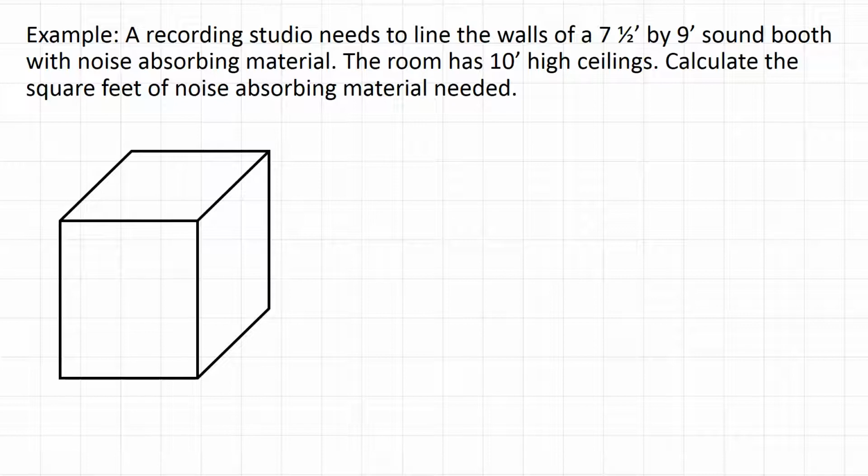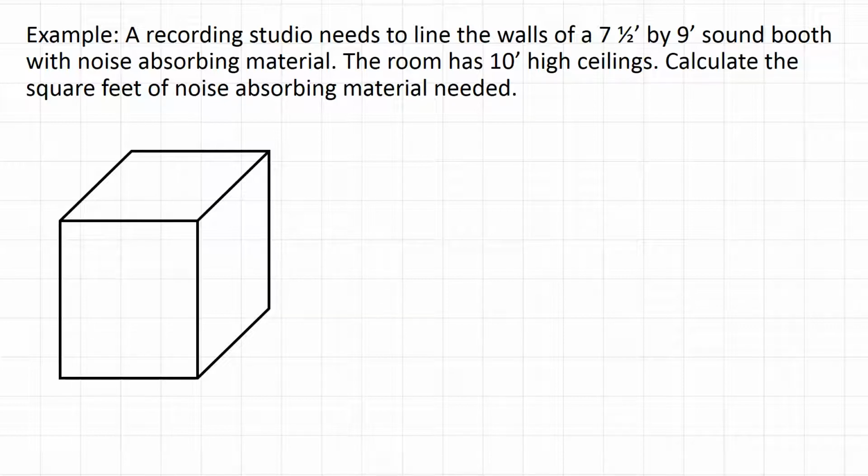Let's do an example here. A recording studio needs to line the walls of a 7.5 foot by 9 foot sound booth with noise absorbing material. The room has 10-foot high ceilings. We have to calculate the square feet of noise absorbing material needed. So with a question like this, it always helps to have a sketch.